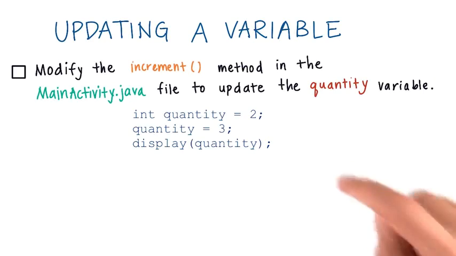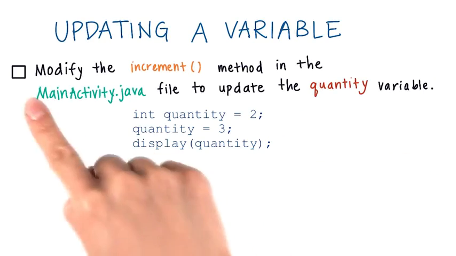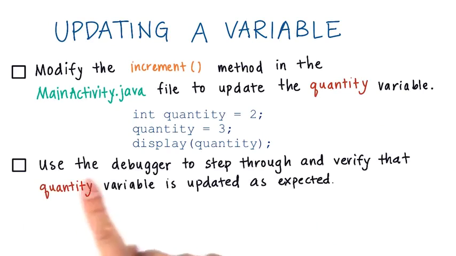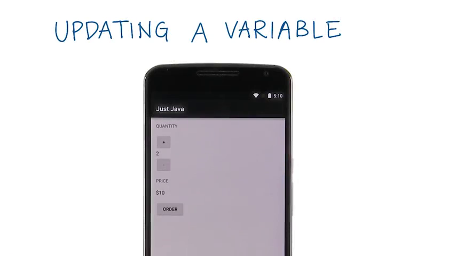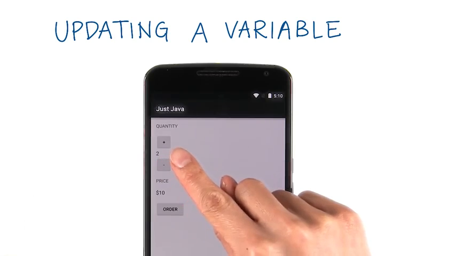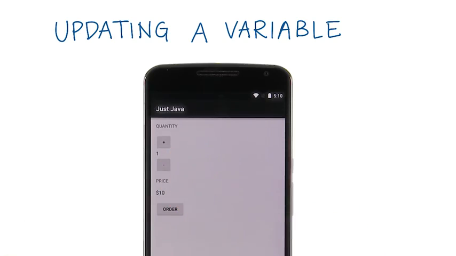Now on your computer, make these changes to the increment method in the main activity file. Then use the debugger to step through and verify that the quantity variable is being updated as expected. Then repeat the above steps, but for the decrement method. Within that method, initialize the quantity variable to 2, and then update it so it goes down to 1 cup of coffee. When you run it on your device, the app should open and start with a quantity of 2. If you hit the minus button, then it changes down to a quantity of 1. If you hit the plus button, it changes to a quantity of 3.